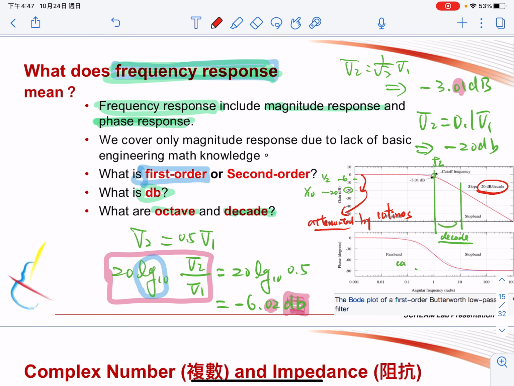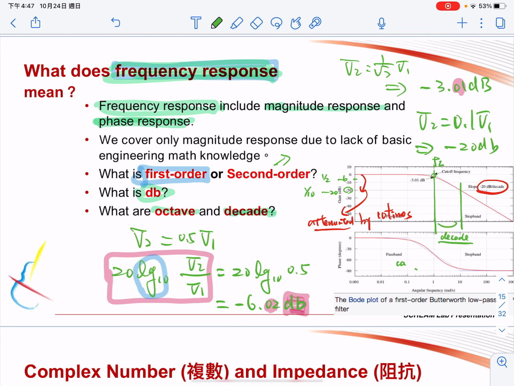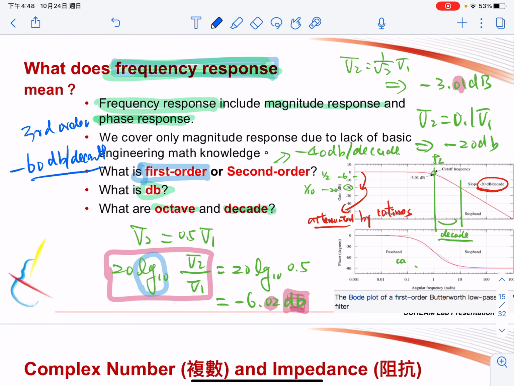And what about the second order? Second order is minus 40 dB per decade. And of course, we can know that the third order will be minus 60 dB per decade. Okay, so these are basically the frequency response, but especially the magnitude response.